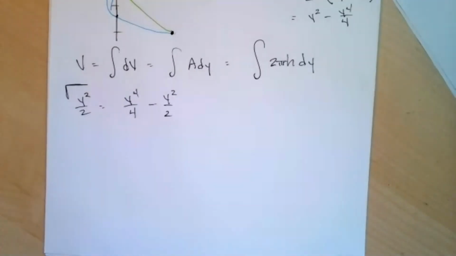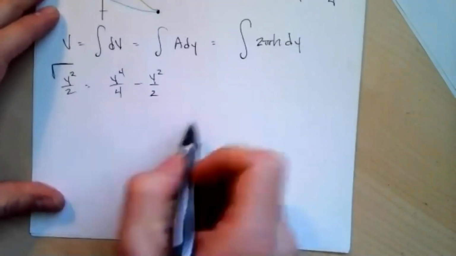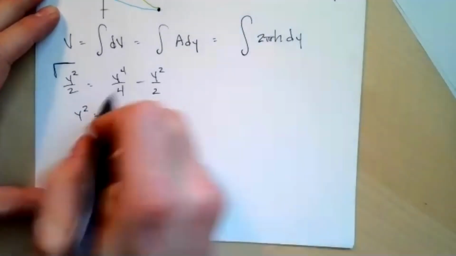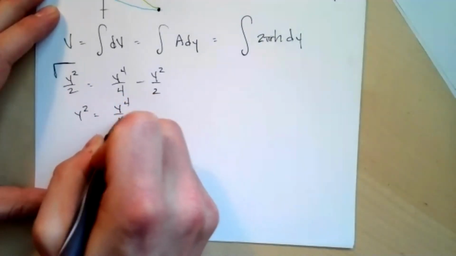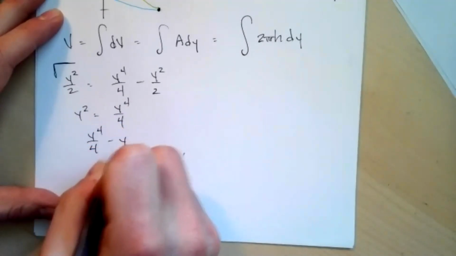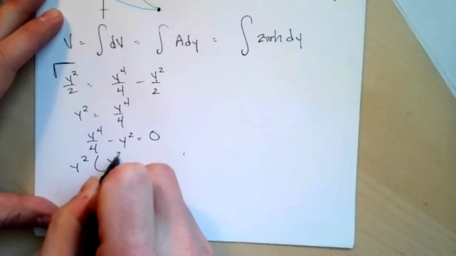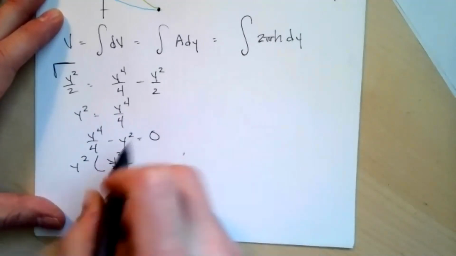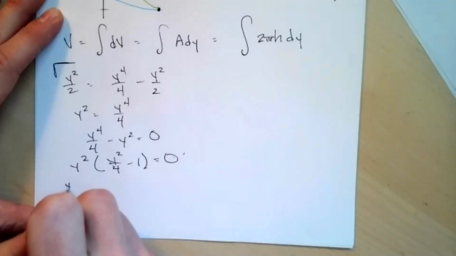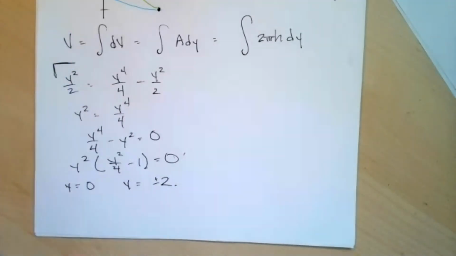So these are our intersection points. You want to find the intersection points because those are what's going to determine the bounds. And so, of course, we get y squared is equal to y to the 4th over 4. So y to the 4th over 4 minus y squared equals 0. We factor out the y squared. And of course, we'll get y equals 0 and y equals plus or minus 2.